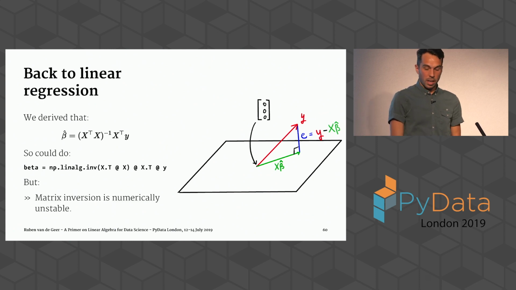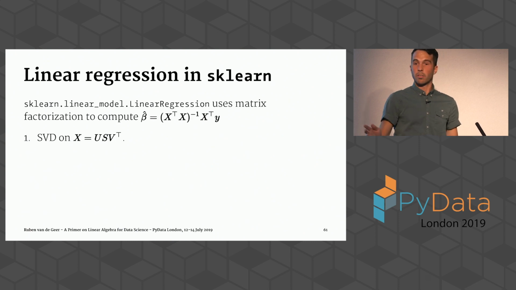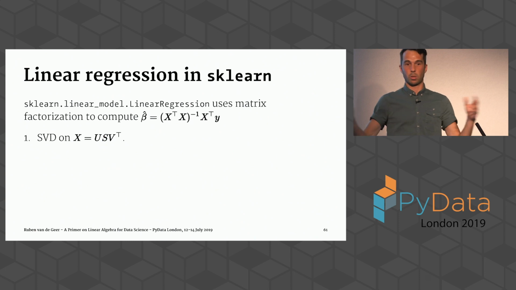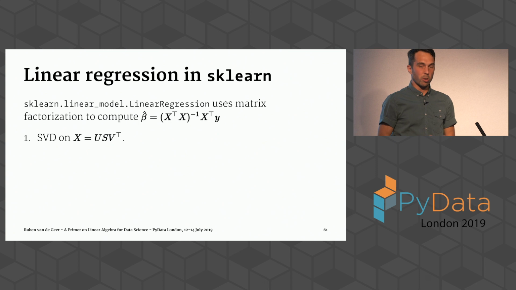Oh, sorry, actually, to compute this, sklearn uses singular value decomposition. That's super surprising. First we use singular value decomposition to do this whole image trick, and as it turns out, sklearn also uses singular value decomposition to compute our regression coefficients. So how does that work?